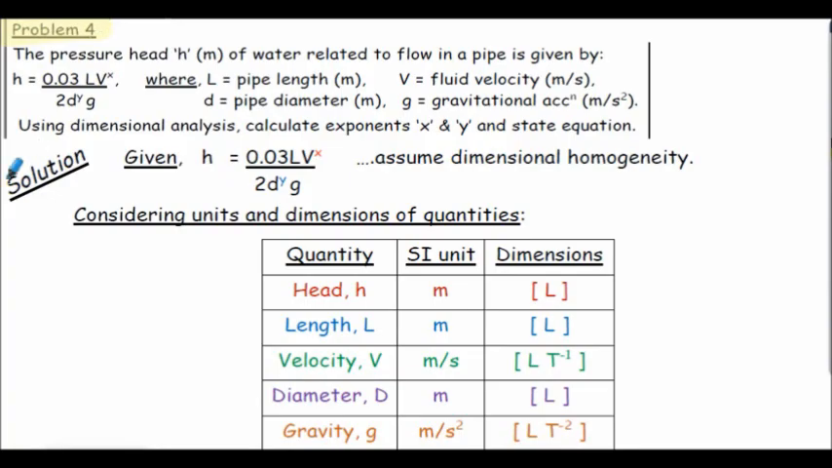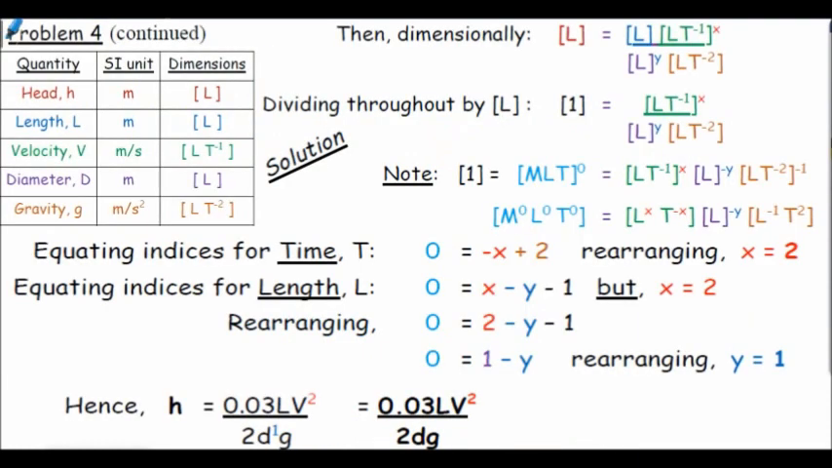So problem 4, solution. I'm going to let you review this at your own pace. Again, I start the problem by considering the units and the dimensions of all the quantities, the 5 quantities stated here. So problem 4, solution continued. Just repeated the table on the left hand side here for convenience. So let's apply the dimensions to the formula given.